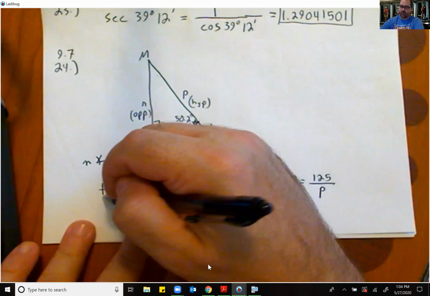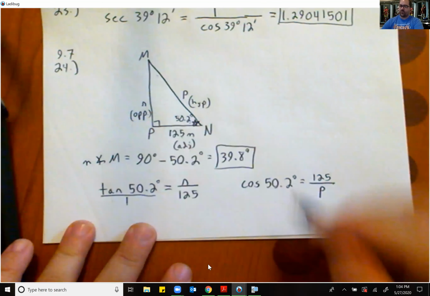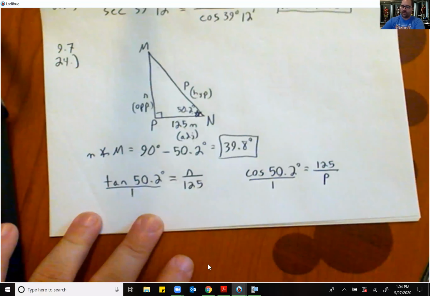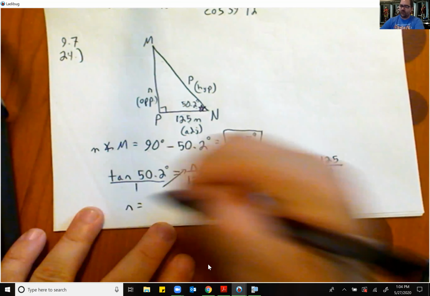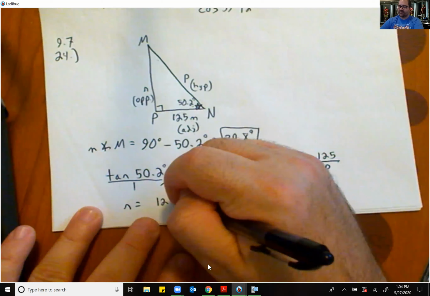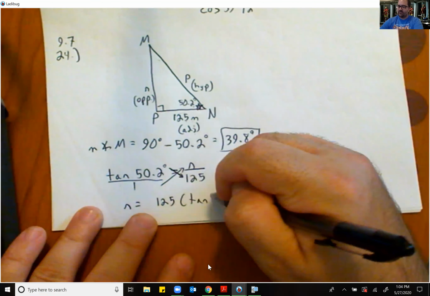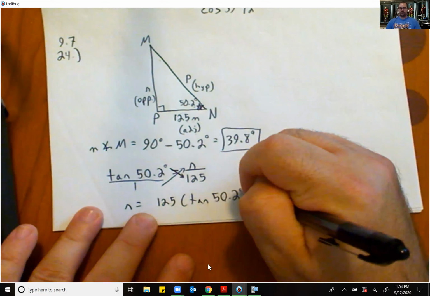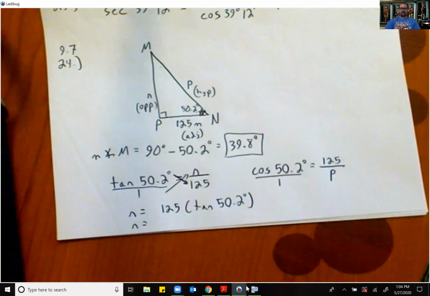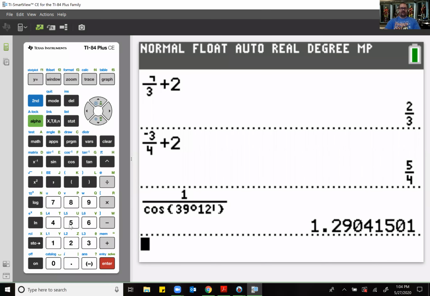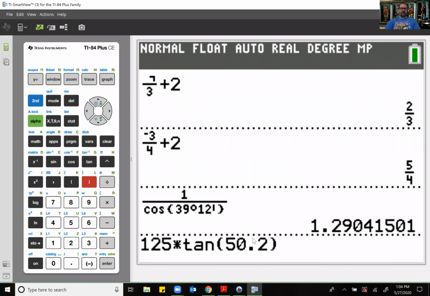This is just a number over 1. This is just a number over 1. So let's cross multiply. 1 times N is N equal to, all we're going to do is take 125 times tangent 50.2 degrees. So when we go to our handy dandy calculator, take 125 times tangent 50.2. And that is an angle measure in degrees, and we are in degrees, so we're good to go. Enter.